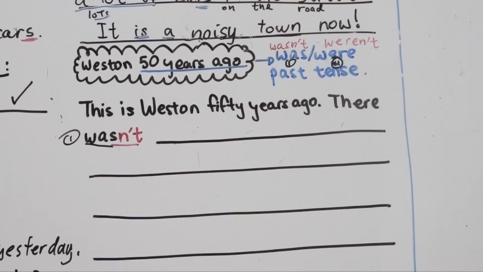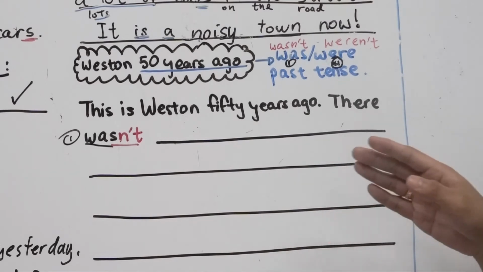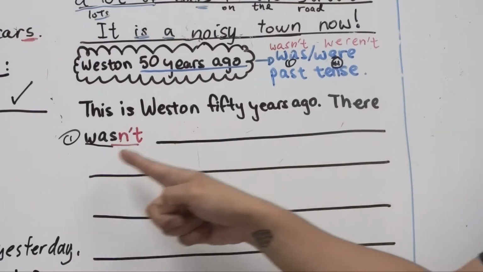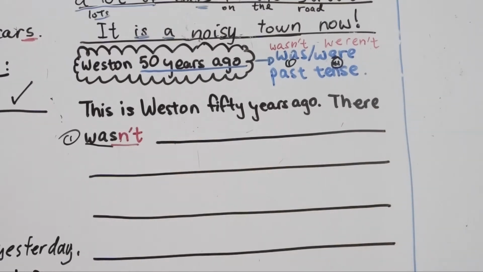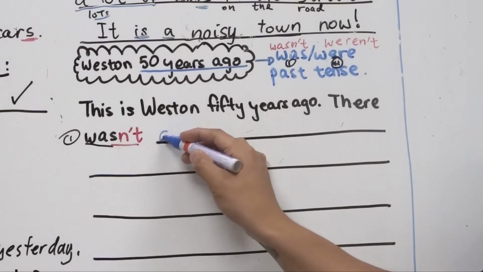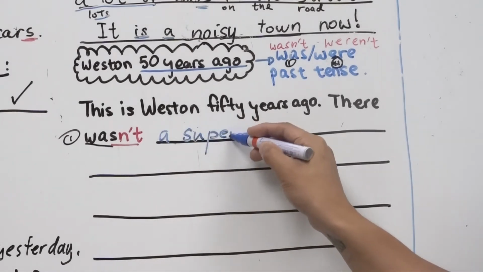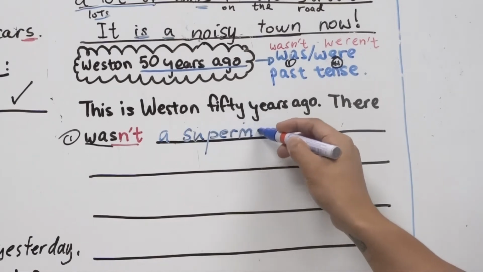We don't have a supermarket. Right, so they did not have, not no have, they did not have a supermarket. Don't say no have, okay? They did not have a supermarket. So, how do we write that down? First, we say there. But is there? No. So you have to use a negative form. So there wasn't a supermarket, okay? A supermarket.